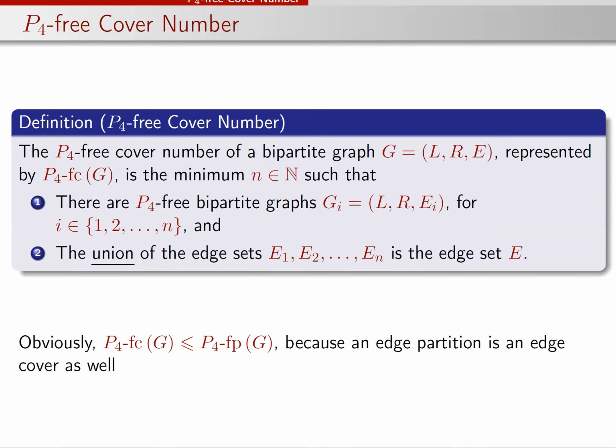Now let's discuss the P4-free cover number. The P4-free cover number of a bipartite graph is the minimum number of P4-free subgraphs that is needed to cover the edges of the given graph. So you can see here, the only difference between the P4-free cover number and the P4-free partition number is that it is a cover instead of a partition. So obviously, the P4-free cover number of a graph is less than or equal to the P4-free partition number of the same graph.